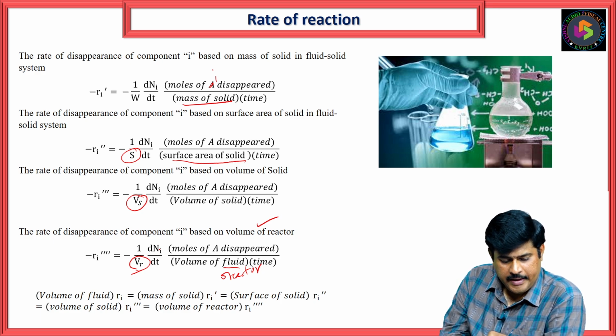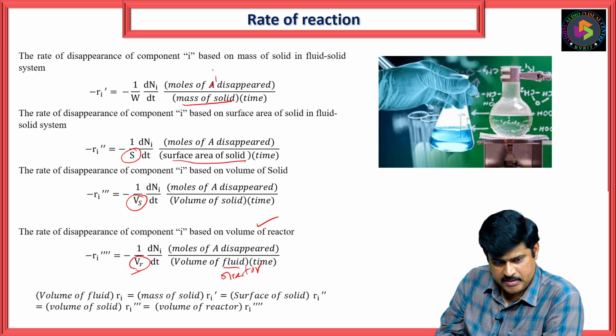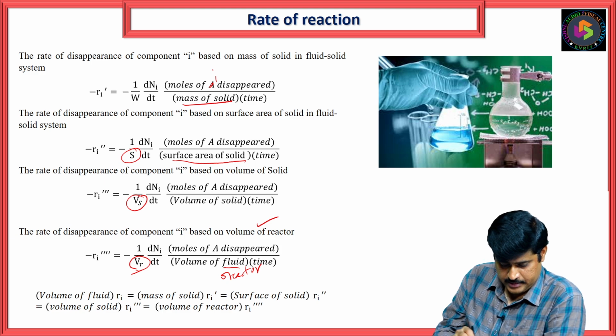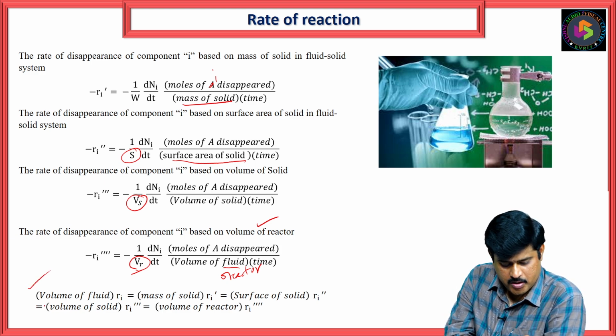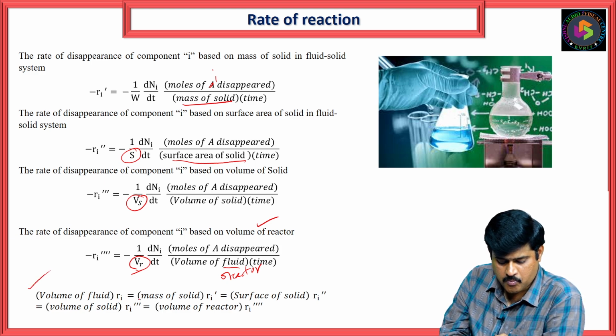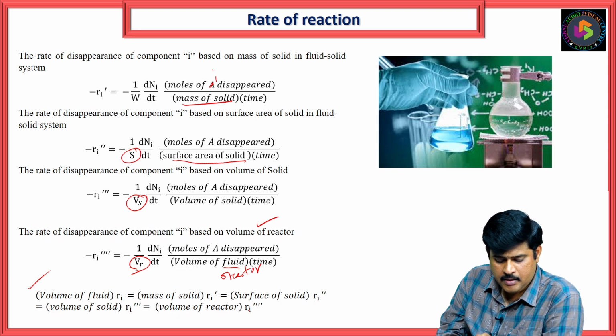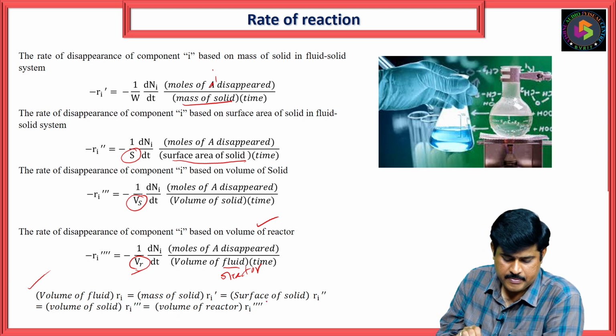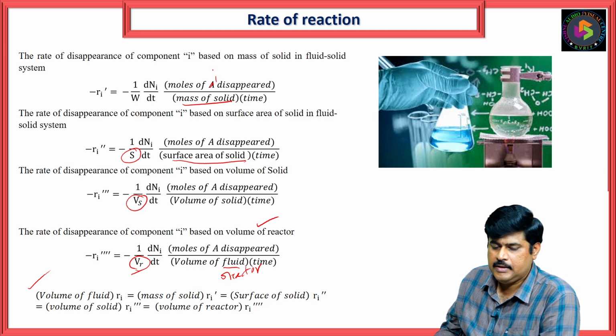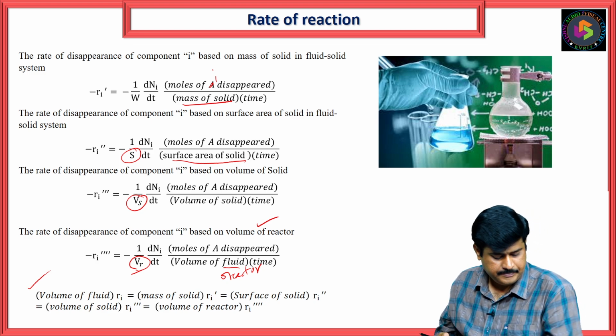You can relate all these different types of rates of reaction in one single expression. You can see here: volume of fluid times Ri is equal to mass of solid times Ri dash, is equal to surface of the solid times Ri double dash, is equal to volume of the solid times Ri triple dash, is equal to volume of the reactor times Ri four dashes. So this is regarding the rate of the reaction.